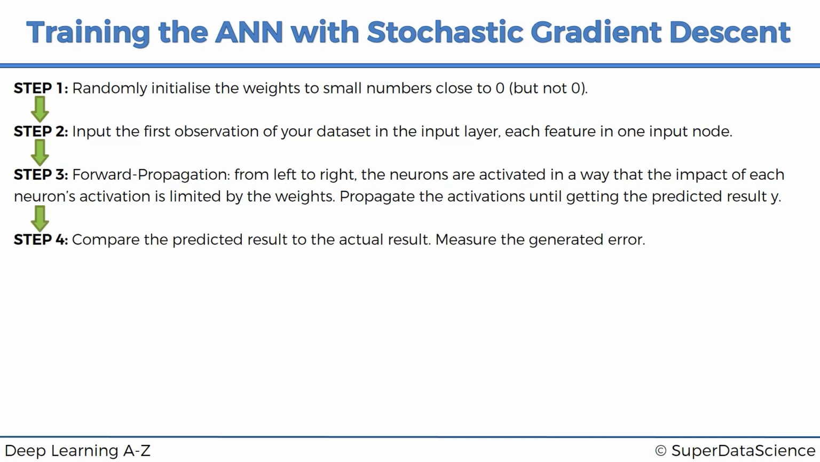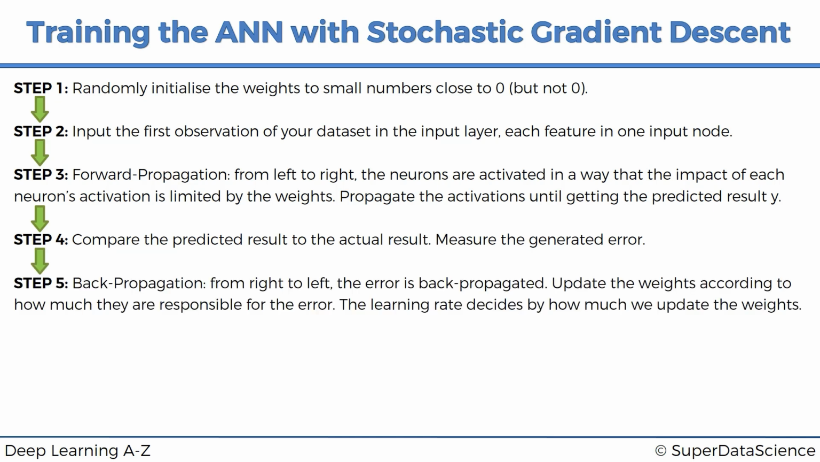Step four, compare the predicted result to the actual result, and measure the generated error. And then you do the backpropagation. From right to left, the error is backpropagated. Update the weights according to how much they're responsible for the error. Again, you are able to calculate that because of the way the backpropagation algorithm is structured. The learning rate decides by how much we update the weights. Learning rate is a parameter you can control in your neural network.